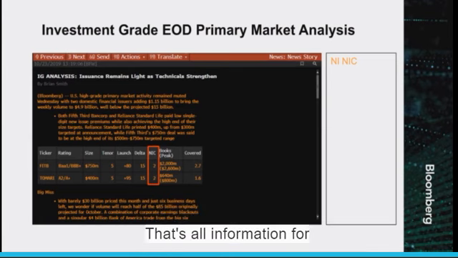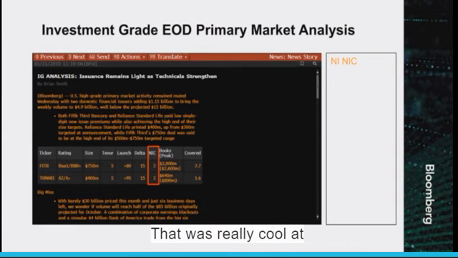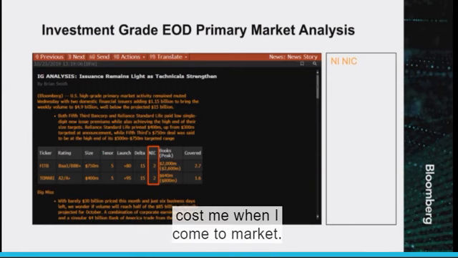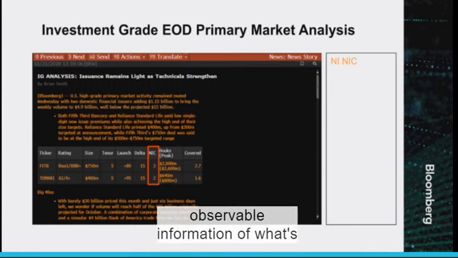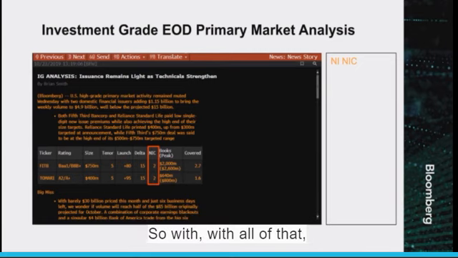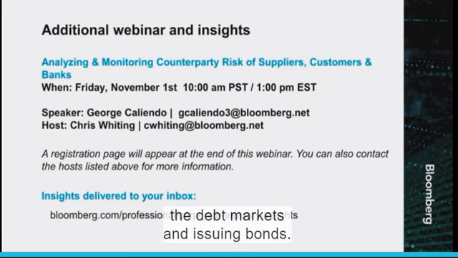That's all information for you to say, if I come to market, I looked at FIW, that was really cool, I had a good idea where my secondaries are, but what's it really going to cost me when I come to market? And there you need to look at the observable information of what's actually been coming to the market recently. So with all of that, that should arm you pretty heavily when you're looking at capital markets decisions, particularly in the debt markets and issuing bonds.